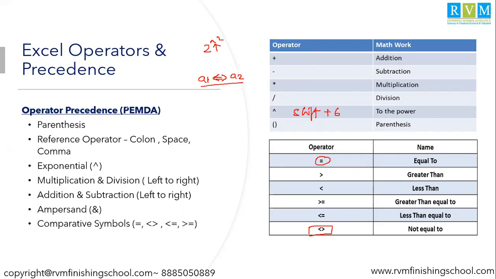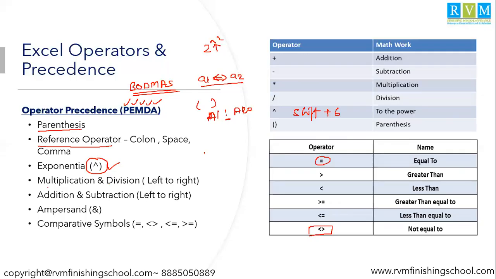Next thing that you need to understand is the order of precedence. It is the same as BODMAS, but we call it PEMDA. First thing that gets worked upon is parentheses. Then the reference operator, A1 colon A20. Then PEMDA stands for parenthesis, exponential, multiplication, division, addition. The exponential gets solved, then comes multiplication and division. They have the same hierarchy, so whatever comes first from the left-hand side will be solved first.